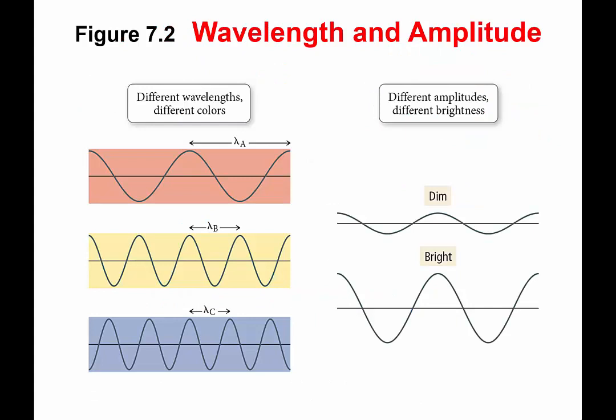Okay, so this picture, figure 7.2 from the textbook, then illustrates some of these ideas. On the left there, you can see three waves with the same amplitude, but notice they have different wavelengths. The one marked A is longer, B is shorter, and C is even shorter. And if this was visible light, then those different wavelengths would correspond to different colors of light. And then the waves on the right have the same frequency, but they have different amplitudes. You can see the one on the bottom has a greater amplitude, so it would be more intense than the one on the top.